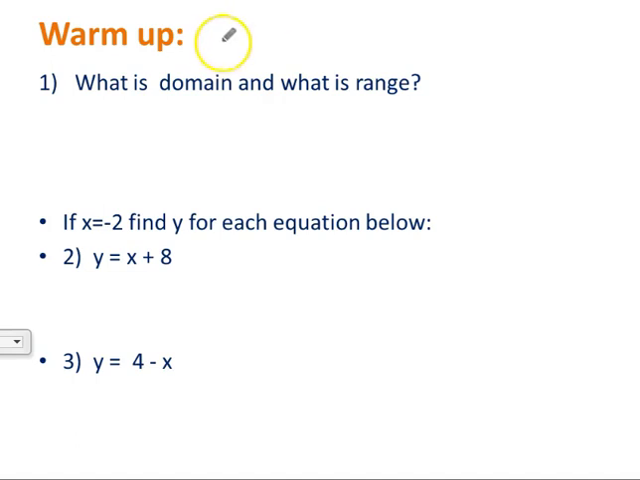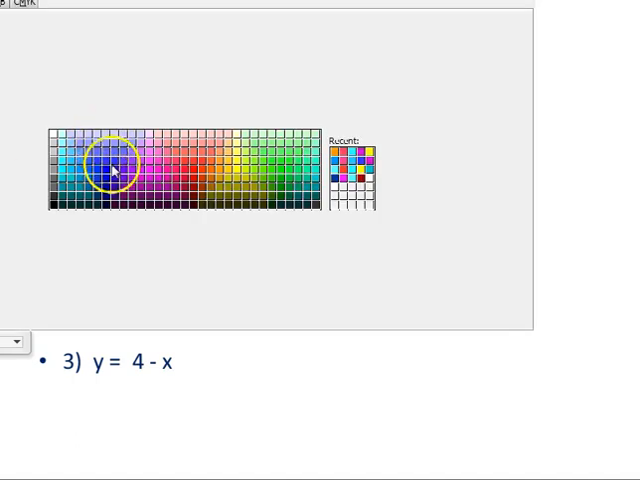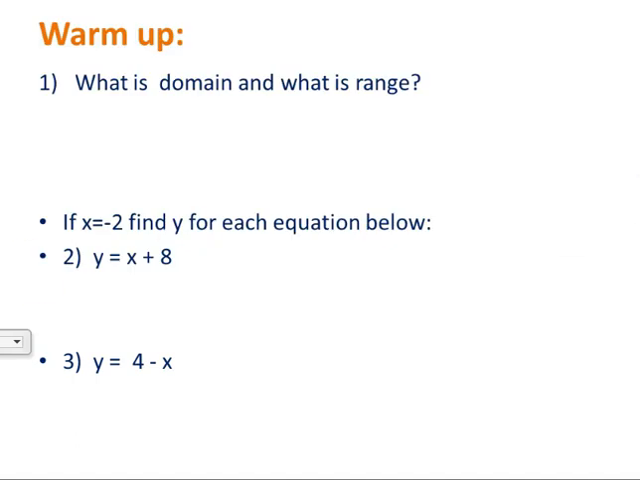All right, so domain and range. We talked about functions last week and what makes something a function: each input can only have one output. When we talk about inputs, we're really talking about our x values. That's what the domain is. The domain is all of our possible input values, which are all of our possible x values.